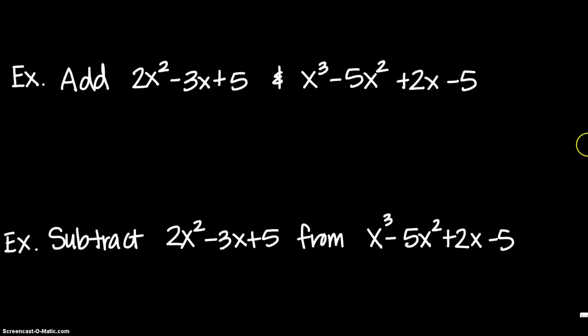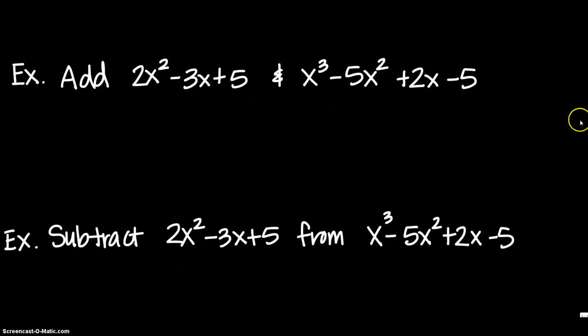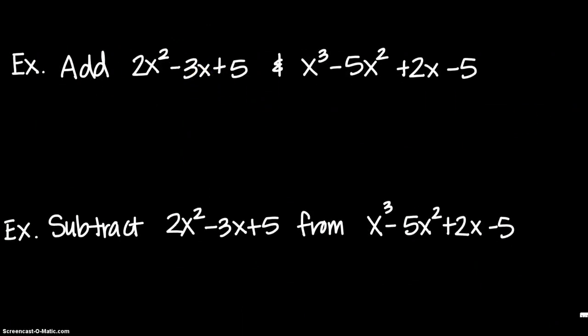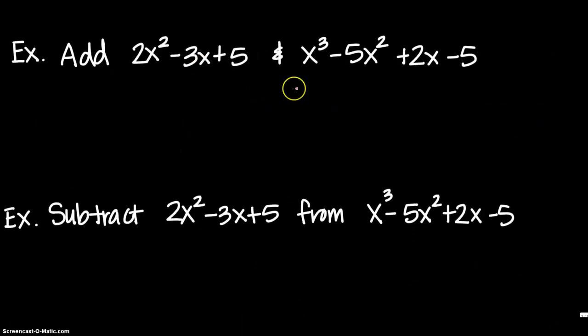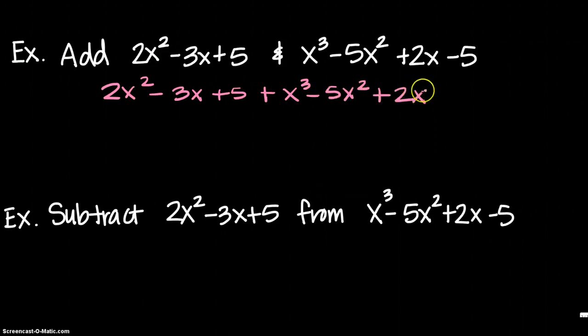That's my answer. It is simplified. Next, I am going to add these two things together. Sometimes it will tell us with words, add these two things together. So I'm going to rewrite it with an addition: 2x squared minus 3x plus 5, plus, because I'm adding them together, x cubed minus 5x squared plus 2x minus 5.